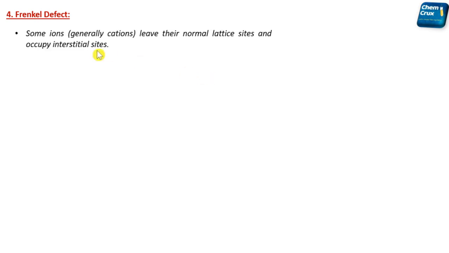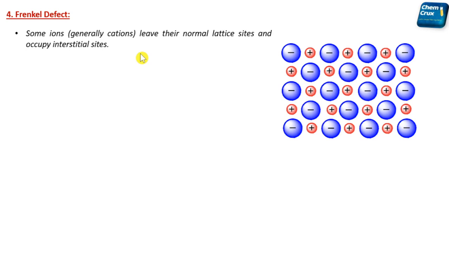So, the fourth type of stoichiometric defect which is shown by ionic solid is Frenkel defect. In Frenkel defect, some ions, generally the cations, leave their normal lattice sites and occupy interstitial sites. So, this is an example of a perfect crystalline ionic solid. Now, this cation can leave its normal lattice site and occupy any of the empty spaces or interstitial sites anywhere in this crystal lattice, like this.